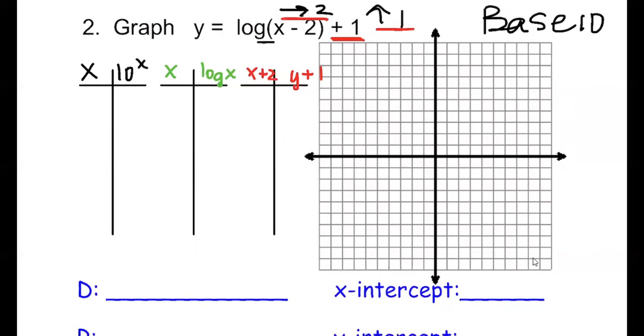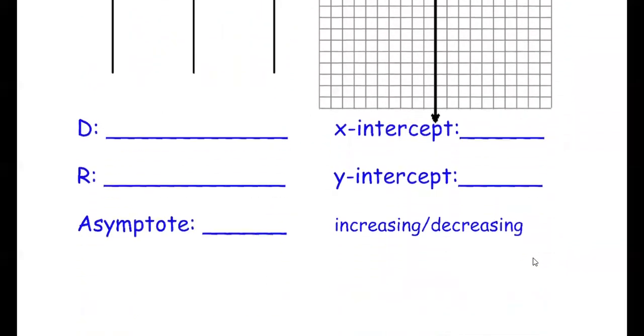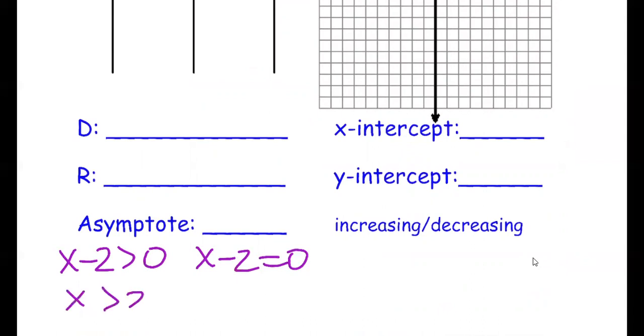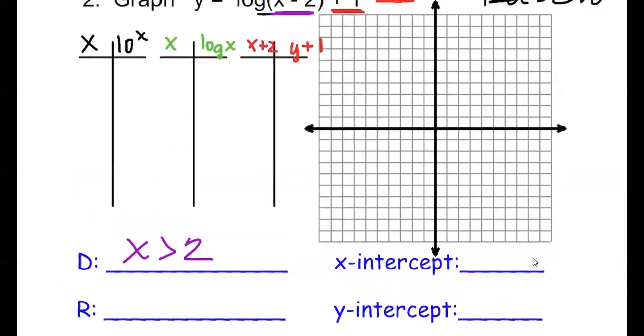Okay. And before we continue on, let's also talk about your asymptote. My asymptote and my domain are all going to come from this inside piece. Where does x minus 2 remain positive, and where does x minus 2 equal 0? X minus 2 is greater than 0 when x is greater than 2. All right, there's my domain: x is greater than 2. If I solve this, I get x equals 2. That's my asymptote. Okay, so I've got an asymptote at x equals 2. Let's draw that in.